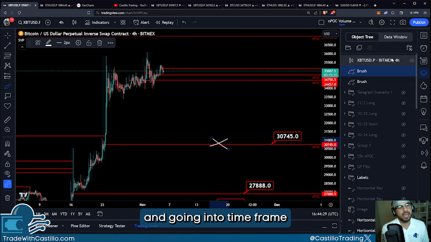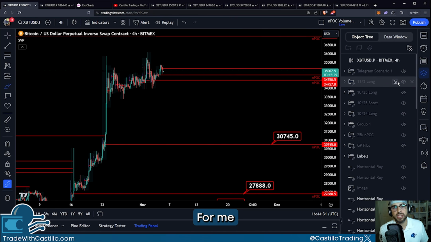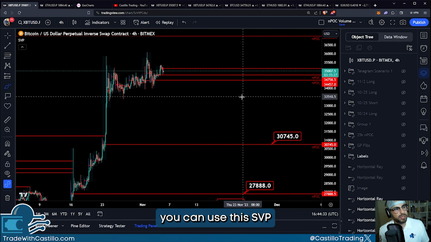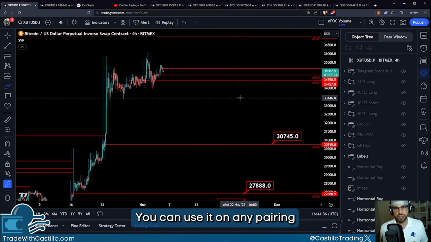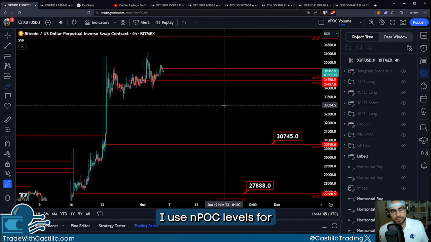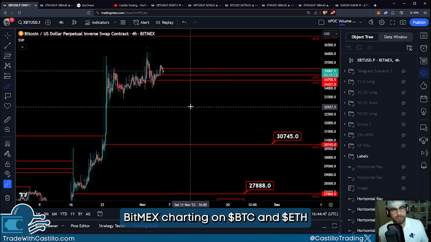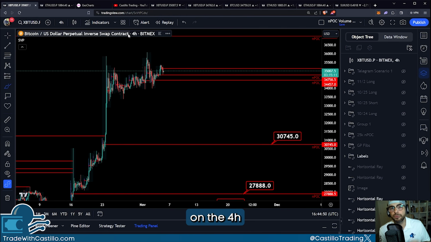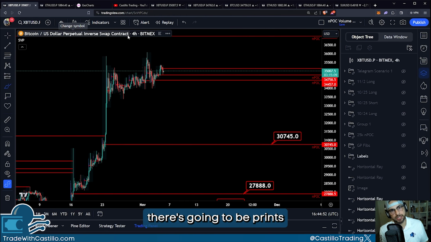And going into time frame, for me, you can use this SVP indicator on anything you want. You can use it on any pairing of Ethereum, any pairing of BTC. You could use it on altcoins if you want to. But again, guys, you have to stick to one. So for me, I use nPOC levels for BitMEX charting on BTC and Ethereum on the 4 hour. Now, there's going to be prints that vary.